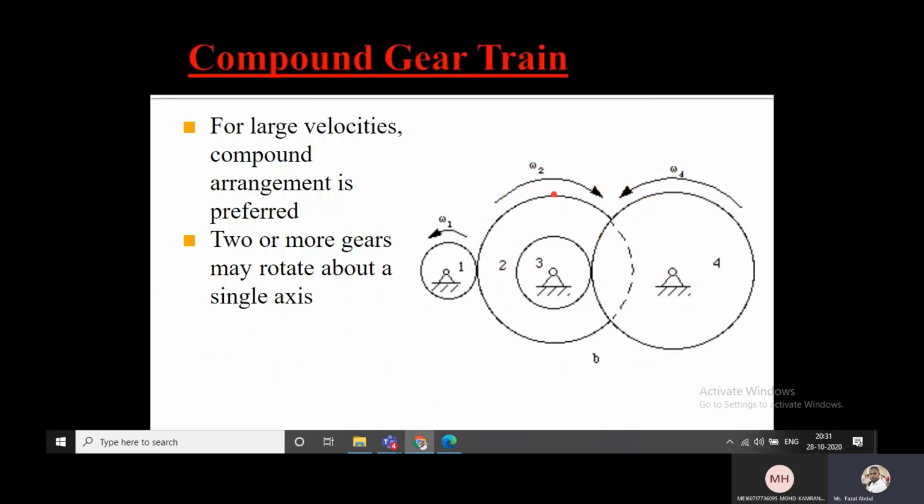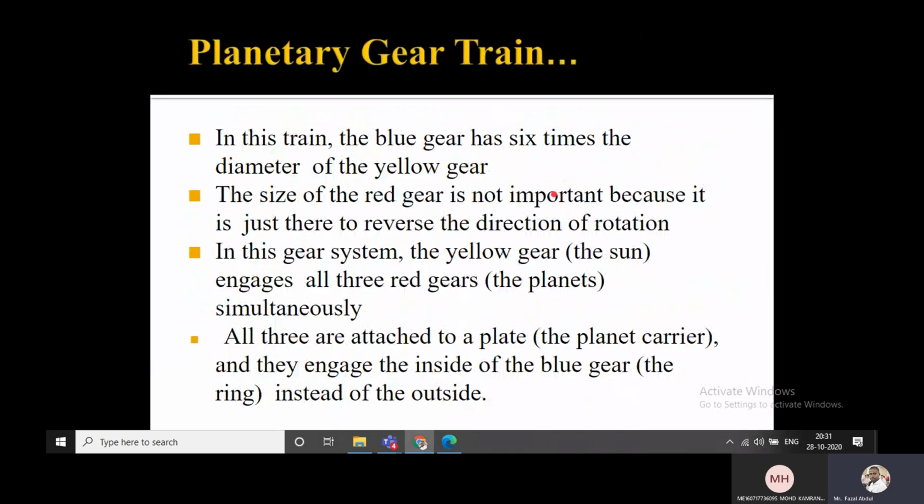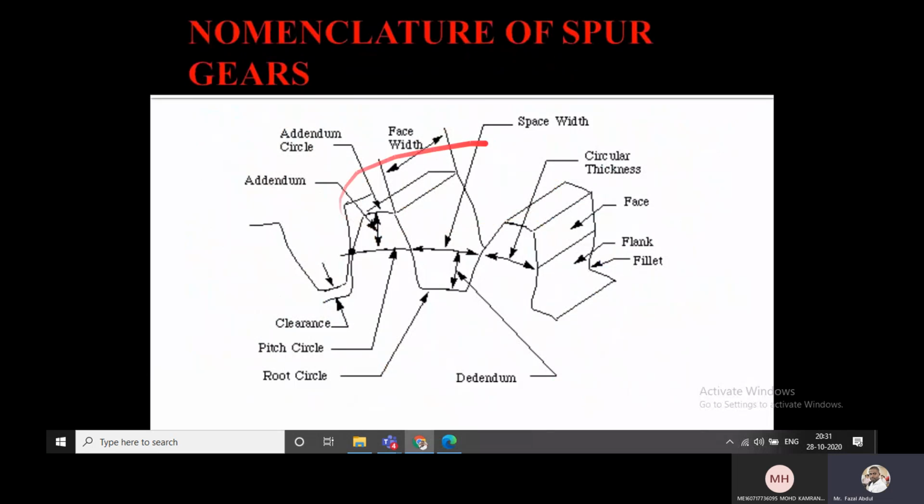The gear train is not your topic. The gear terminology is important for the 2 marks question. We will end with this topic.